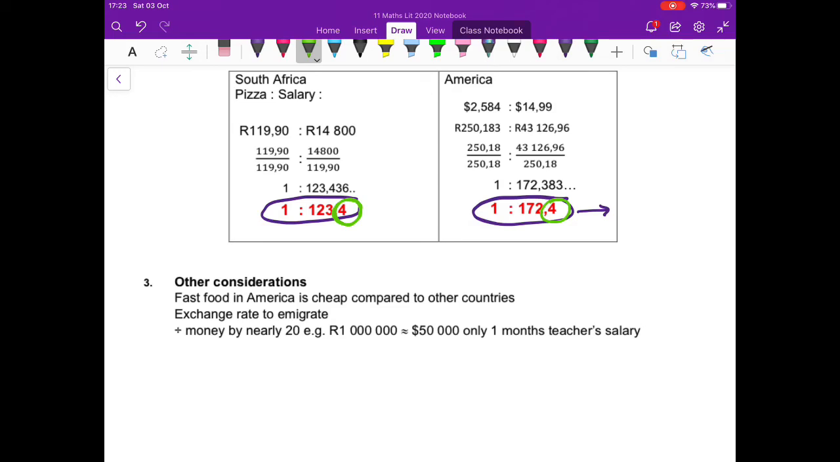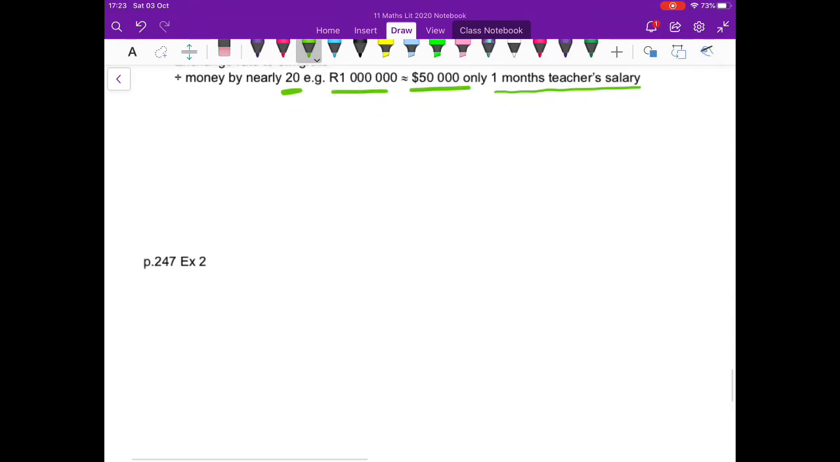Right, let's have a look at the exchange rate to immigrate. So you've got to take whatever money you've got in South African rands and you divide it by nearly 20. So for every R1,000,000, you only get $50,000, which quite frankly is just more than 1 month's teacher's salary. You will find more practice for this on page 247, exercise 2.